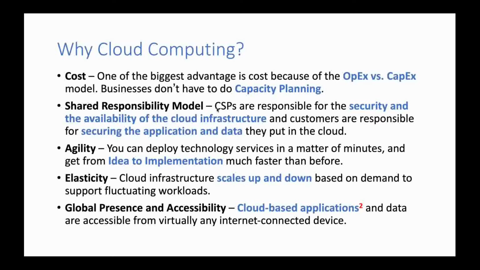So enough said about cost. Let's move on to the next one, which is the shared responsibility model. So in cloud, there is a shared responsibility model. What is the shared responsibility model? I'm talking about CSPs, and I don't want to specify one, but CSPs include Amazon Web Services, Microsoft Azure, or Google Cloud Provider. All these are CSPs. When you have your business running on cloud, these CSPs are responsible for the security and the availability of the cloud infrastructure. So you are not responsible for the infrastructure availability or the security. It's the responsibility of the CSPs to maintain that.